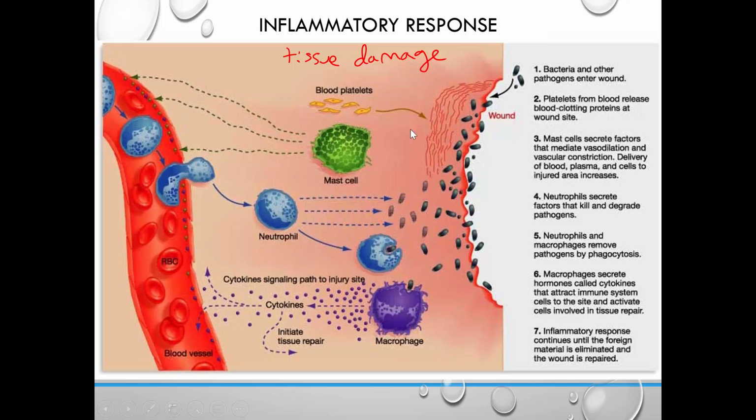So the first thing that's going to happen is you're going to have mast cells that sense this damage. Now, platelets could come to the area and they could start repairing any broken blood vessels and such. But when these mast cells determine that there is tissue damage, they're going to release chemicals, and those chemicals are going to cause vasodilation. So what's going to happen is the mast cells produce these chemicals, and that's going to cause the vasodilation.